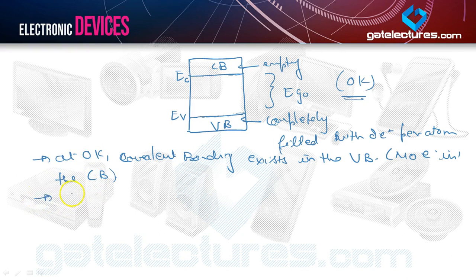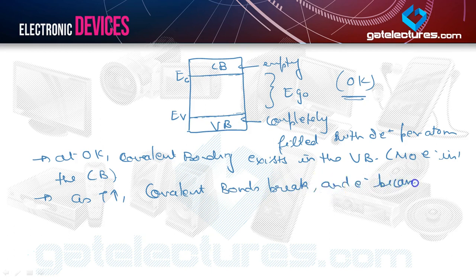Okay, so when we increase the temperature, covalent bonds will be broken, and the electrons will be excited and will break the covalent bond and will become free electrons. So as temperature increases, covalent bonds break and electrons become free electrons, and they will jump from valence band to the conduction band.